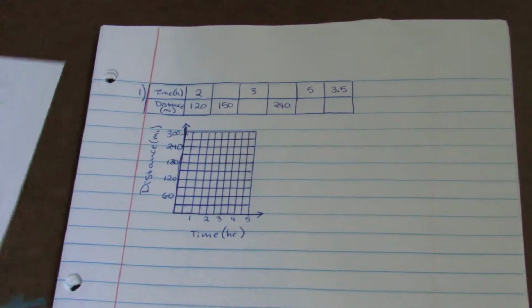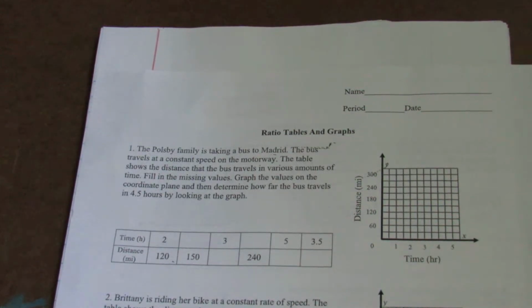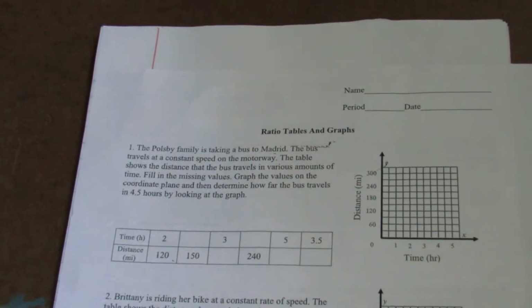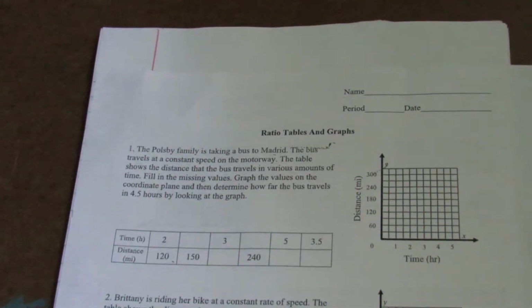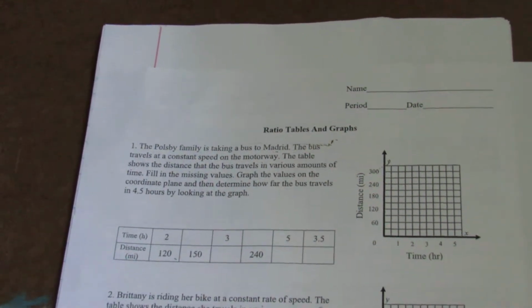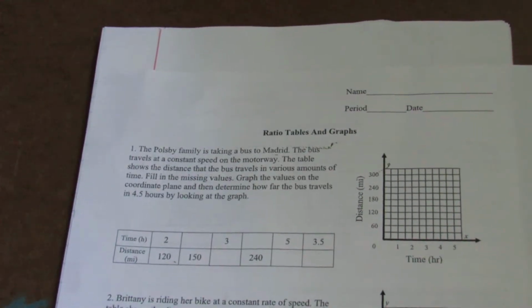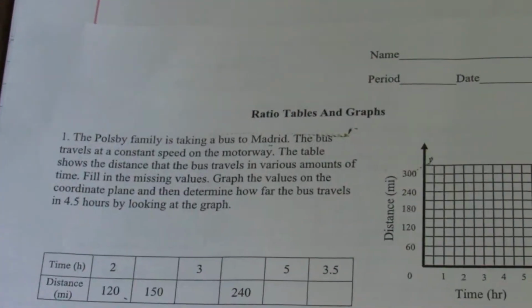Alright, so let's look at this sheet of paper that I gave you guys. It's the graphing ratios. I believe I gave that to you guys on Wednesday or Friday. I think it was Wednesday, yes. So we're going to read the question together, and then we're going to figure out our missing values, okay?